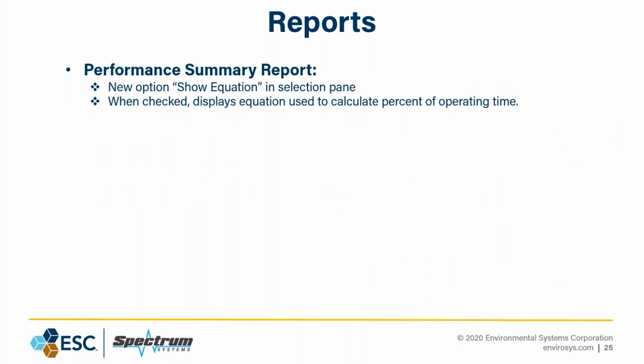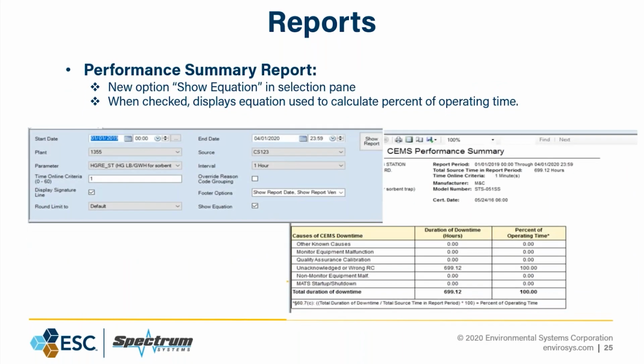Performance summary report. New option to show equation is in the selection pane. When checked, it displays equations used to calculate percent of operating time. So when selected, you will generate the report, and at the bottom of the generated report now shows the equation that was used.